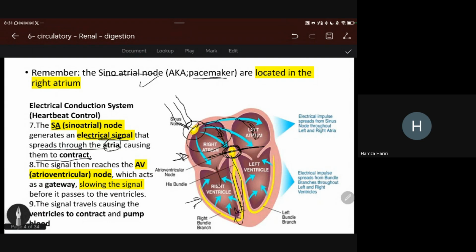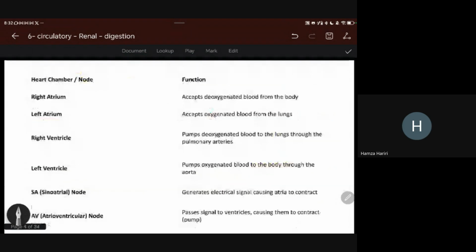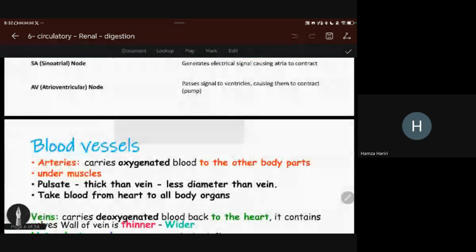So again, we learned two nodes. We have the sinoatrial node. Where is it found? In the right atrium. What is the job of the sinoatrial node? To produce electrical signals or shocks. Where do these shocks travel to? They travel to the atriums, and after that they travel to the ventricles. But we have another node, the atrioventricular node, which helps in slowing down this signal from moving into the ventricles right away.